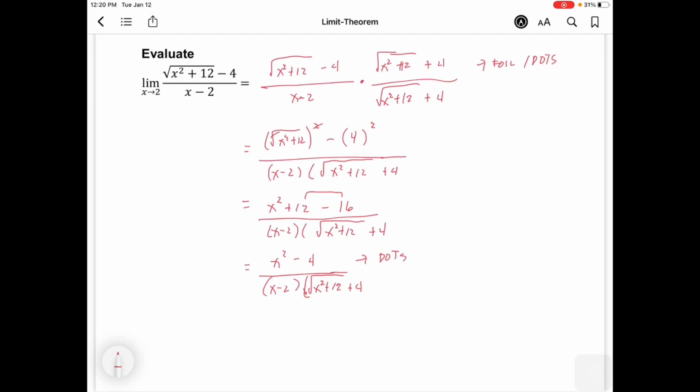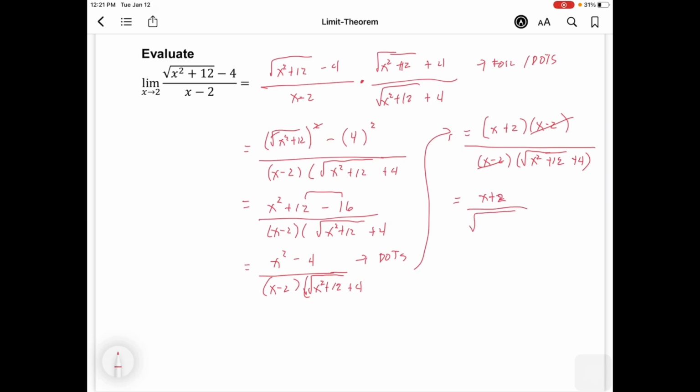Then, magkakaroon tayo dito ng, extend lang natin dito yung given. So, magkakaroon tayo ng, factor natin siya, this will be x plus 2, x minus 2, all over x minus 2, then the square root of x squared plus 12 plus 4. Then cancel this. So magtitira lang tayo ng x plus 2 all over the square root of x squared plus 12 plus 4. Then apply natin to approaches.